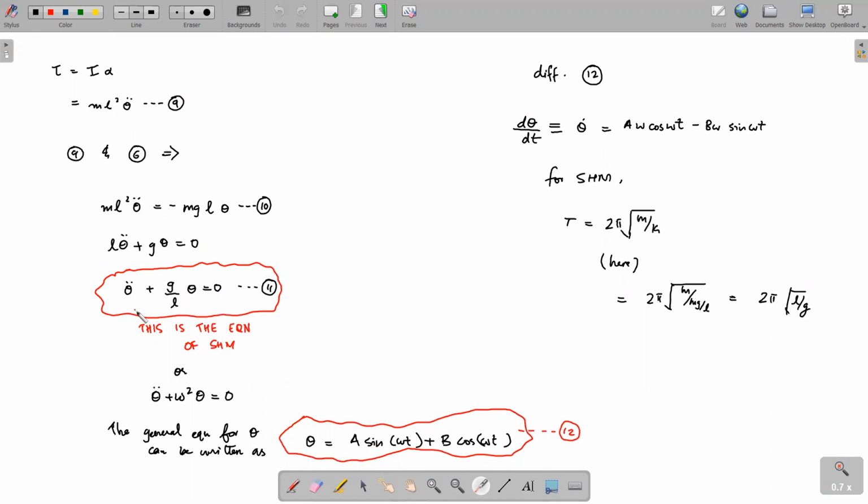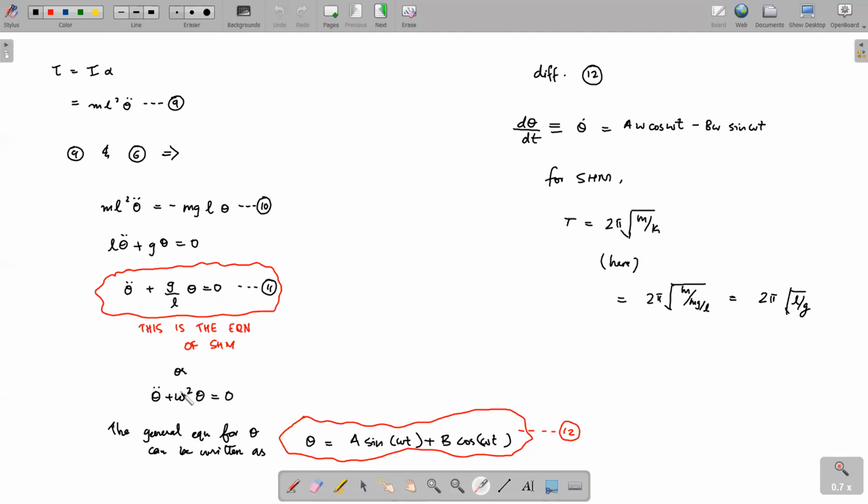And then we can rewrite it again like this, taking the L, dividing the whole equation with L. Yeah, this is basically the equation of simple harmonic motion, right? Otherwise, we can write it as theta double dot plus omega square theta equal to 0, omega being root of g by L.